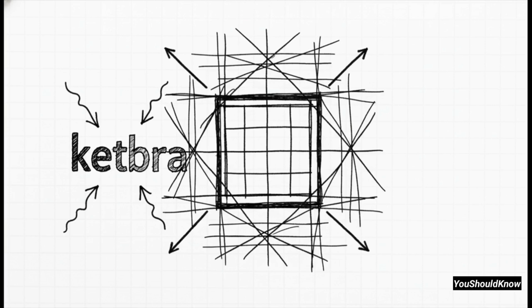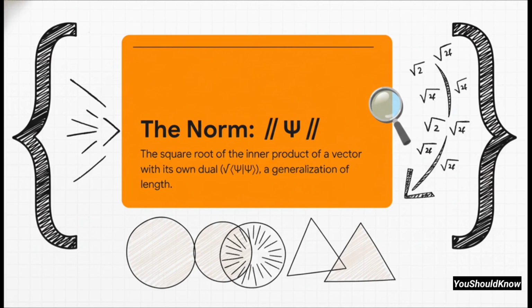It's awesome. The inner product has another really handy trick up its sleeve. It lets us figure out the length of a quantum vector. We call this its norm. And the way you find it is super easy. You just take the inner product of a vector with itself. So a Bra of psi times a Ket of psi, and then take the square root. Bam, you've got its length.